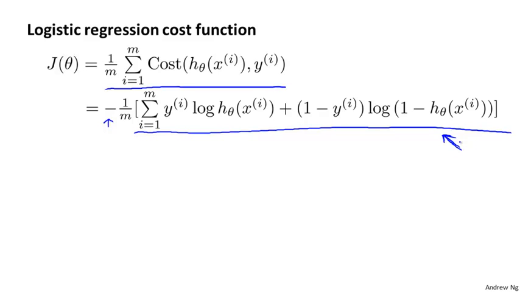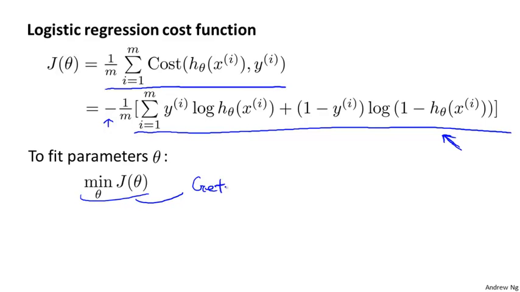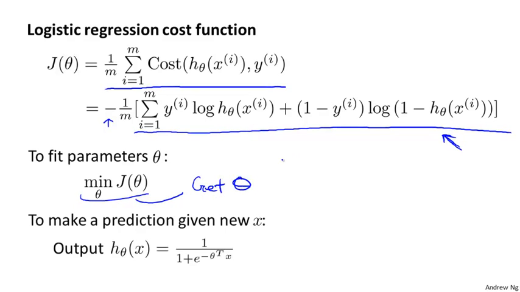Given this cost function, in order to fit the parameters, what we're going to do is try to find the parameters theta that minimize J of theta. If we try to minimize this, it would give us some set of parameters theta. Finally, if we're given a new example with some set of features x, we can take the thetas that we fit to our training set and output our prediction as this.